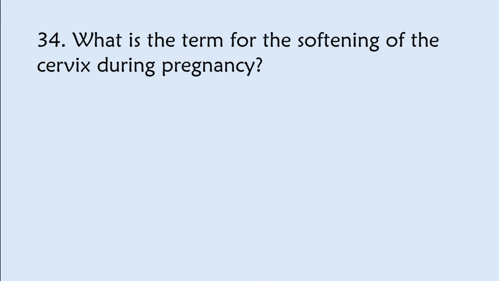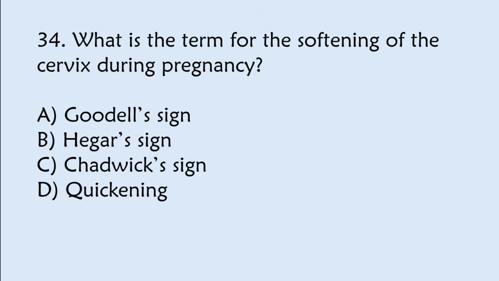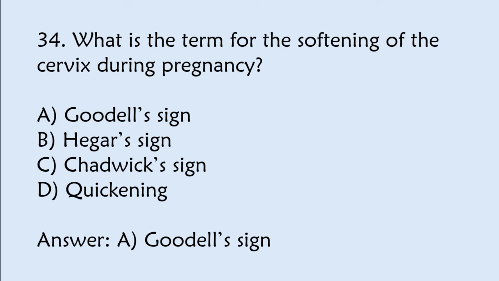What is the term for the softening of the cervix during pregnancy? Goodell's sign, Hegar's sign, Chadwick's sign, quickening. Correct answer is option A, Goodell's sign.